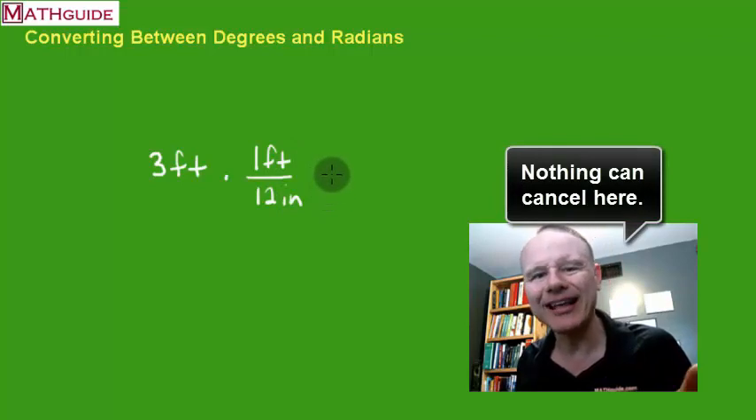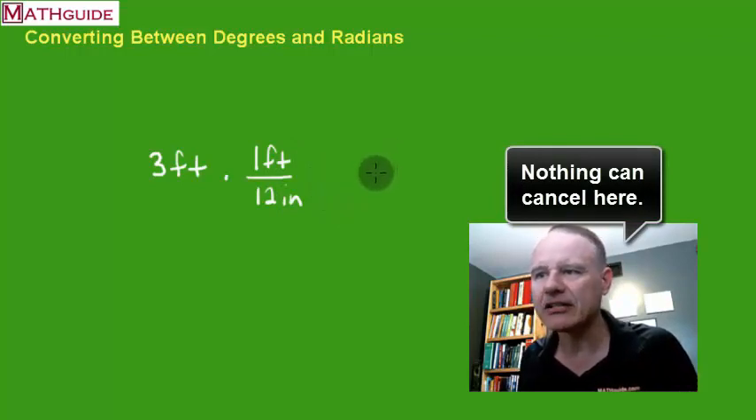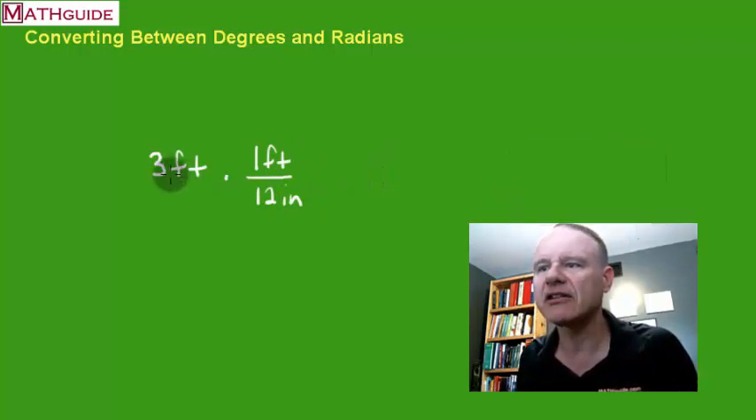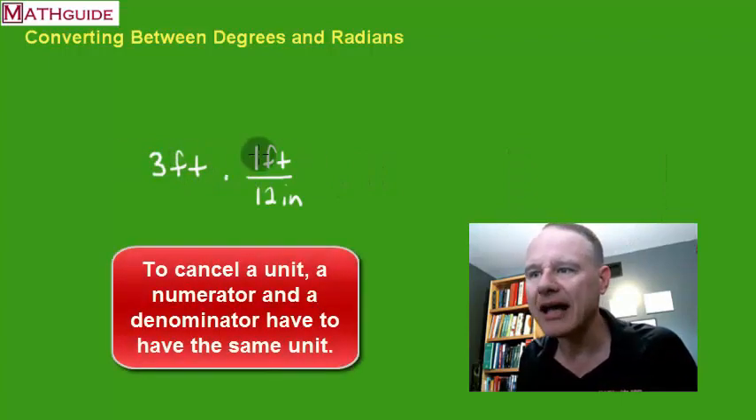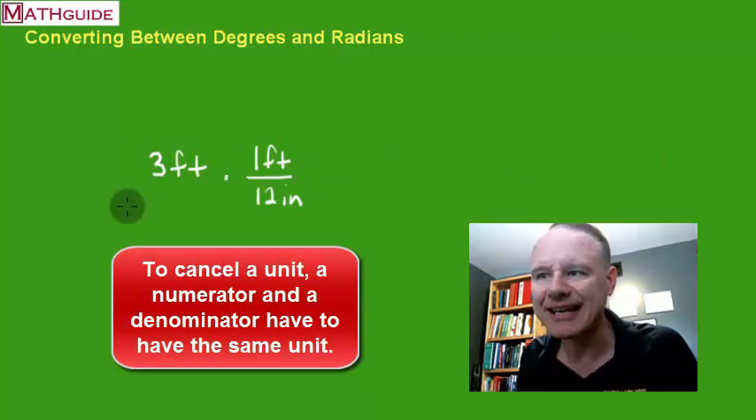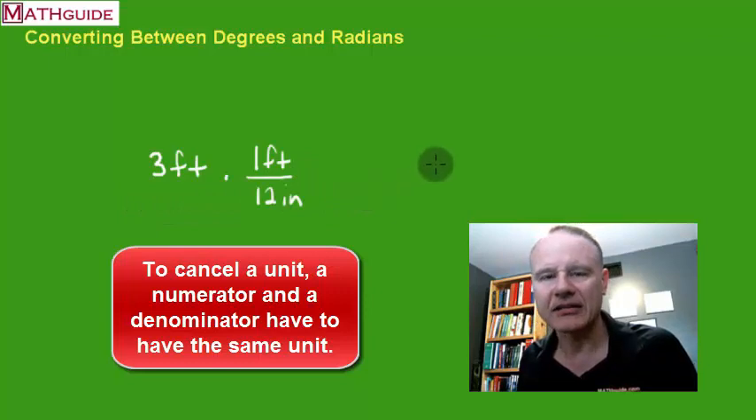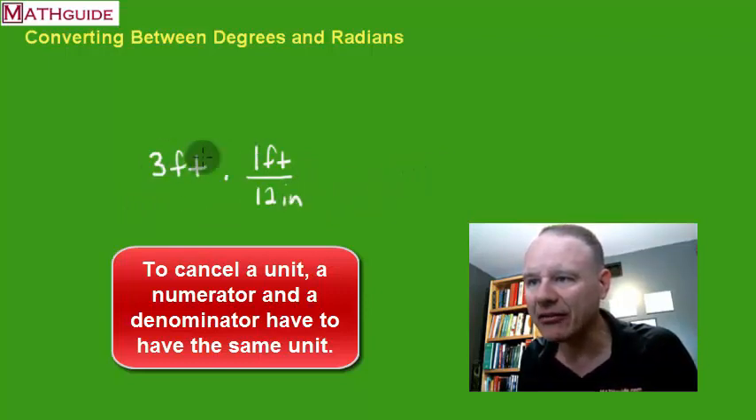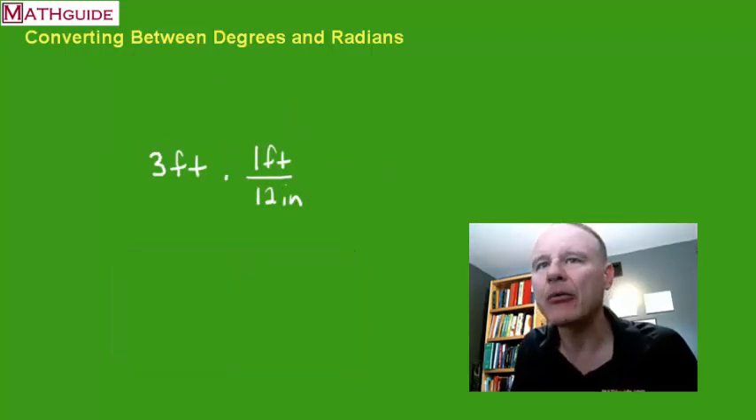But if you know anything about math, I can't cancel any units. The only way you can cancel units is if a numerator has the same unit as a denominator, and then I could cancel some units. This isn't working. I can't cancel anything. There's no feet on top with feet on the bottom. Can't cancel. Bad arrangement for my ratio.